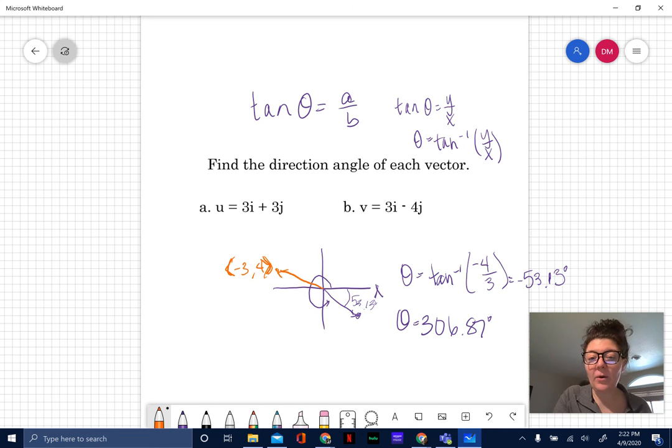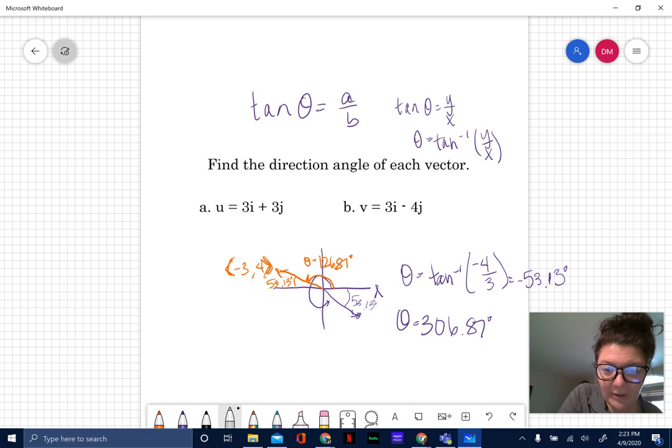But how do I figure out what my angle is over here in quadrant 2? Well, again, 53.13 is my reference angle. So it's this angle right here that's telling me I'm 53.13 degrees away from the x-axis. Well, what's the measure of the x-axis over here? It's 180. So since I'm going backwards, back into quadrant 2, I have to take 180 minus 53.13, which tells me that this angle right here, this theta, would be equal to 126.87.